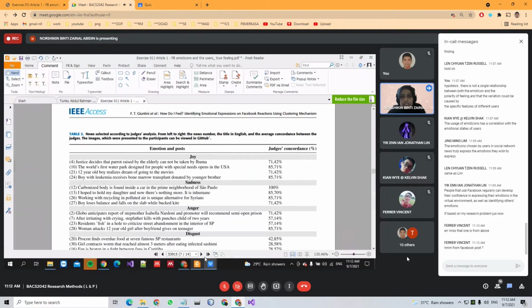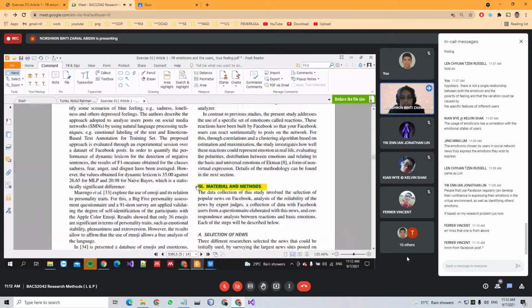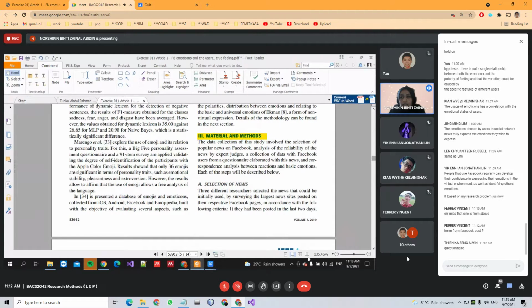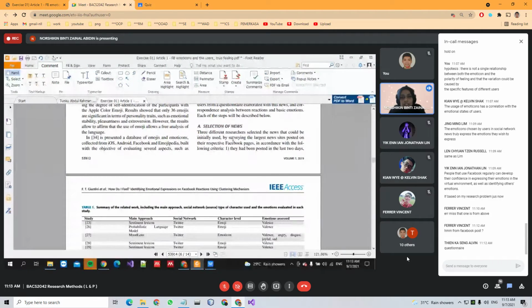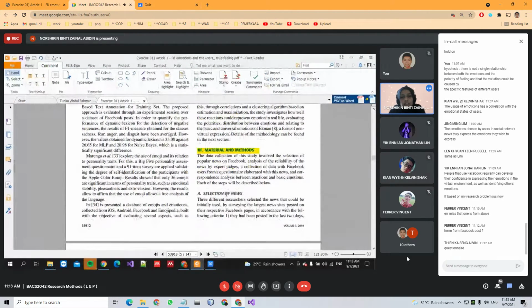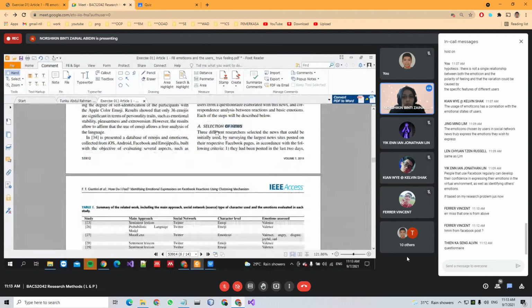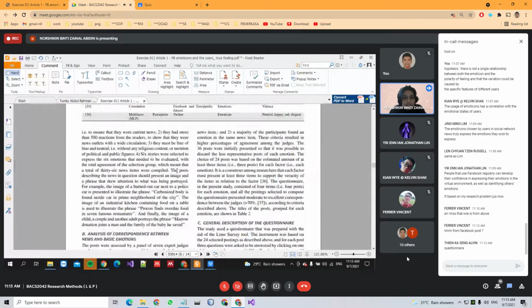So from this research, from this article, you can see here the material and method. So how do they get the material and what's the method they use to collect the data? They already highlight here, they use selection of news. So they're using news as the sample of data. So news is the material. So the first one is selection of news.